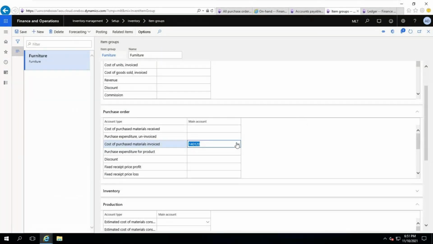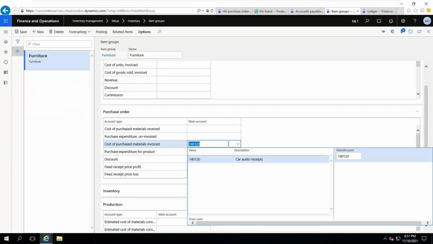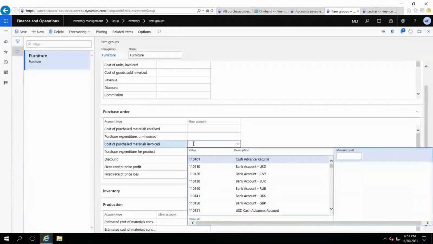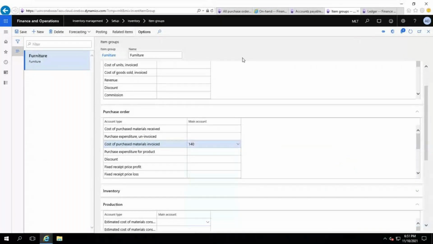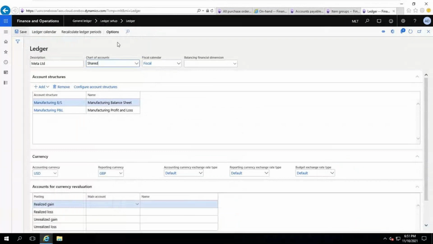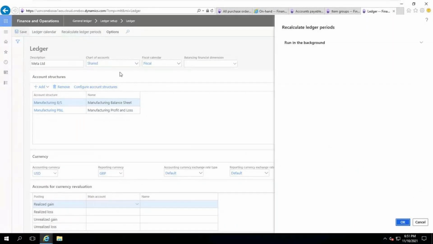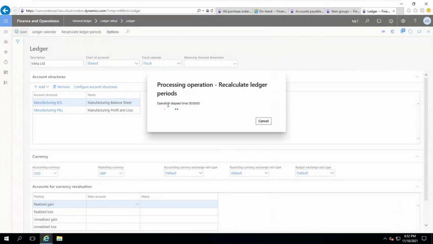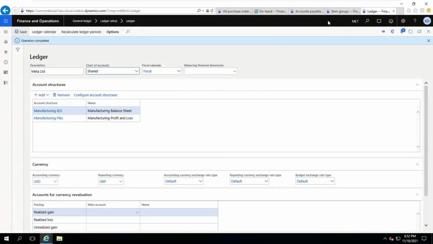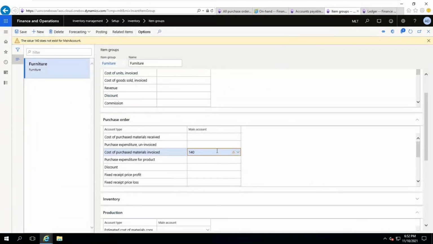Shared I map. Now it will show. It will not show this account. This is not that one. Show all. 140200. I have changed it before this one. You can use the same, even shared or standard, no issues at all. I am just habituated to shared, that is the reason I am using the word shared chart of accounts.